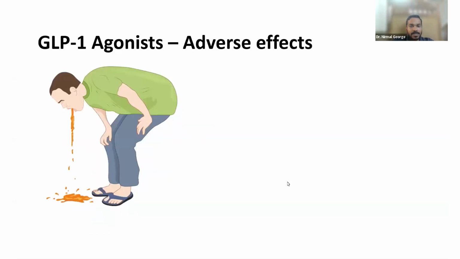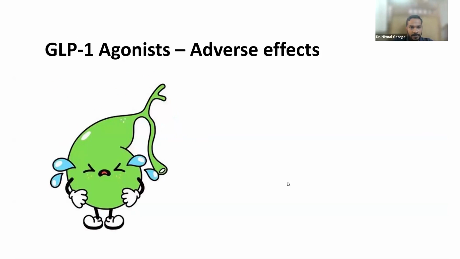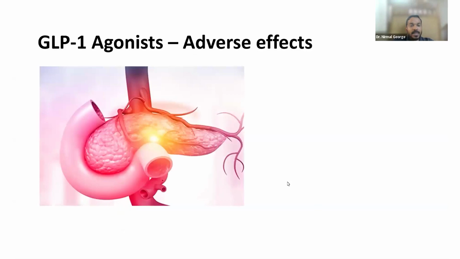And the major adverse drug reaction is nausea and vomiting. Most of the patients complain about nausea and vomiting, and this is due to stimulation of the central nervous system. But this usually reduces over a period of time. GLP-1 agonists are also associated with gallbladder disease, especially liraglutide and also semaglutide. They also increase the risk of pancreatitis.